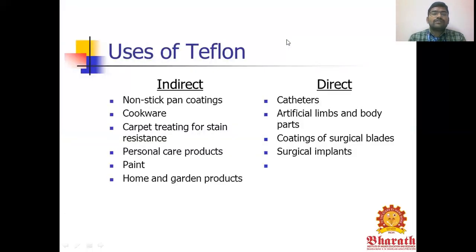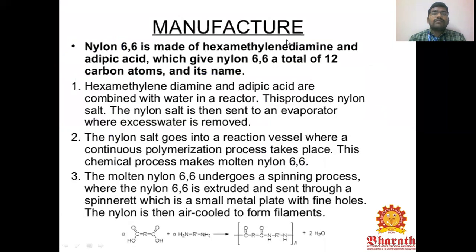Uses of Teflon: indirectly, it is used for non-stick pan coatings, cookware, carpet treatments for stain resistance, personal care products, and paint, home and garden products. Directly, it is used for threads, artificial lamps, and body parts, and for coatings of surgical blades and some surgical implants.